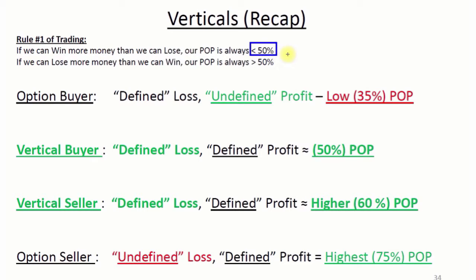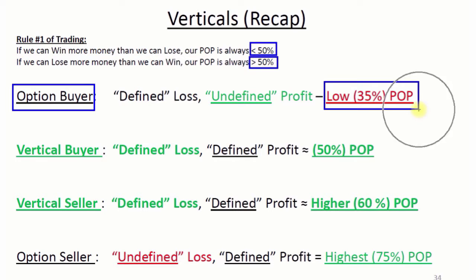If we can win more than we can lose, our POP is always less than 50%, and that's the buying option scenario. If we can lose more money than we can win, our POP is always greater than 50%, and that's much preferred. So, as an option buyer, because this undefined profit is much greater than that defined loss, we always have a low POP here, way down at 35%, which we don't like.